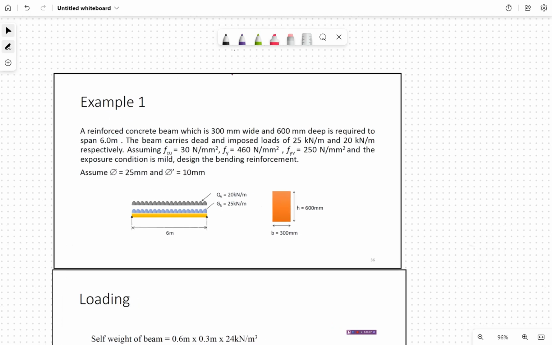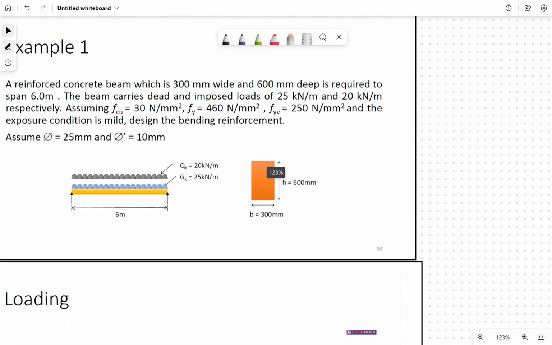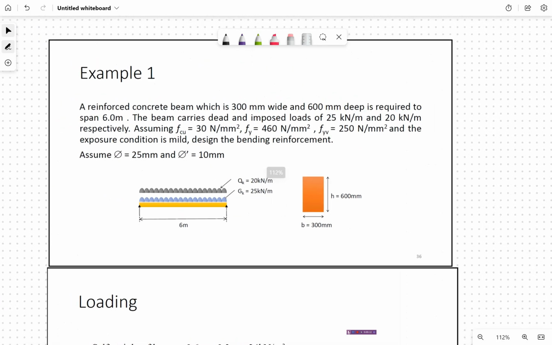For today, CMA422 structural design, we're going to learn example number 1. You can refer to your notes for the question. A reinforced concrete beam which is 300 mm wide and 600 mm deep is required to span 6 meter, which is referring to the length.